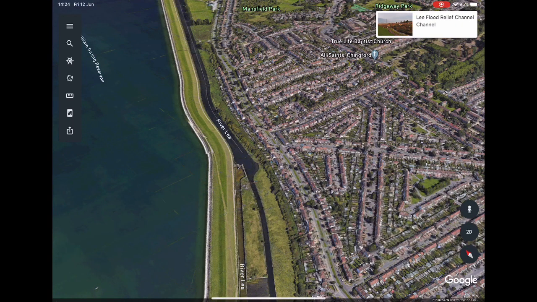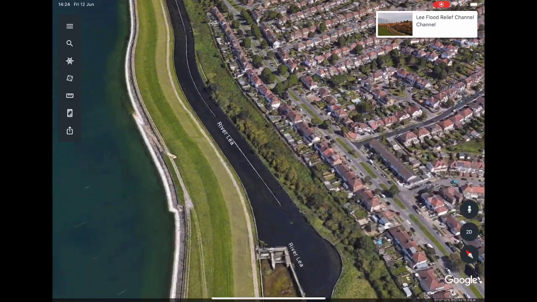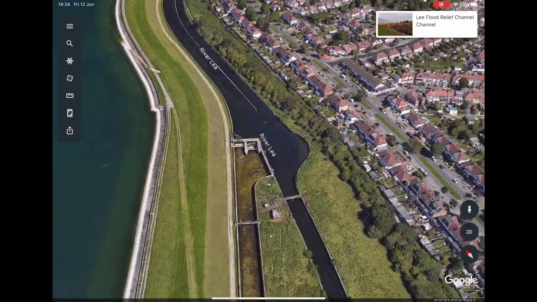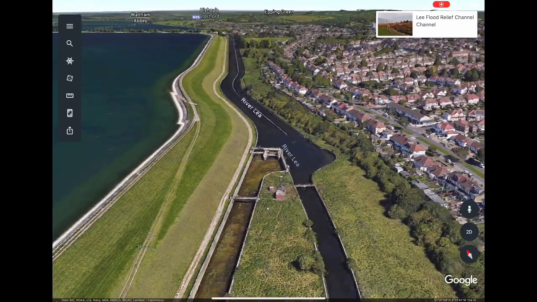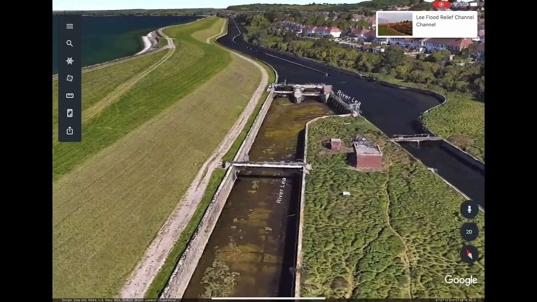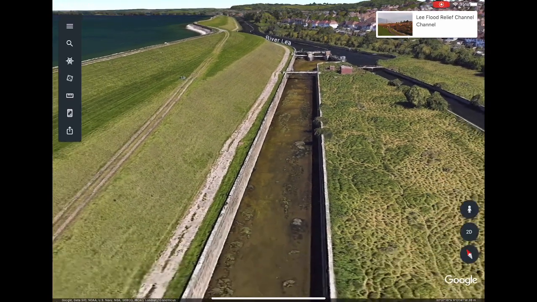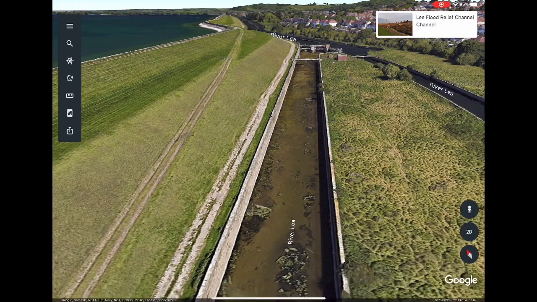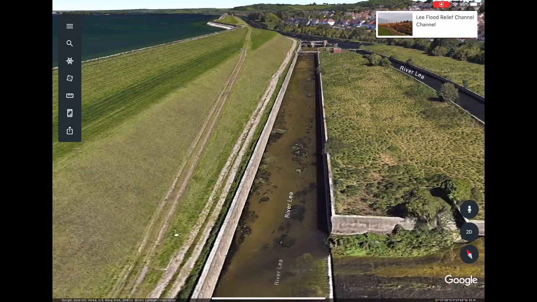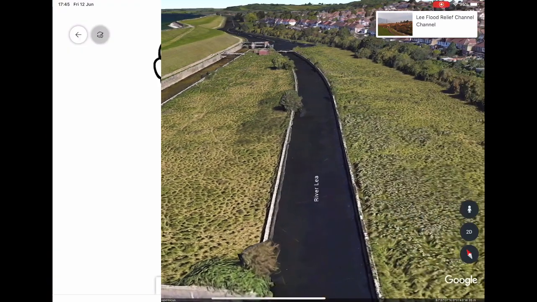Here's another example of a hard engineering technique. This is the River Lee, but they've actually got just here, this is what we call a flood relief channel. So if the water does get too high, then the water can be released down this channel, which takes the water away from the main river and stops it flooding, and this can be stored somewhere else until the flood has passed. So that is a flood relief channel. It's another example of hard engineering and safely disposing of floodwater so you don't get flooding in the main river, which is just over here.